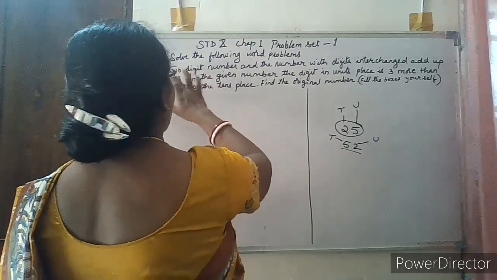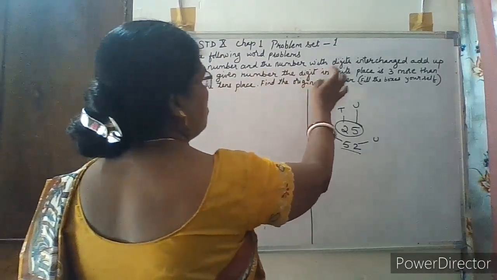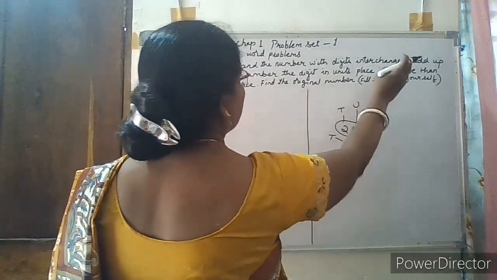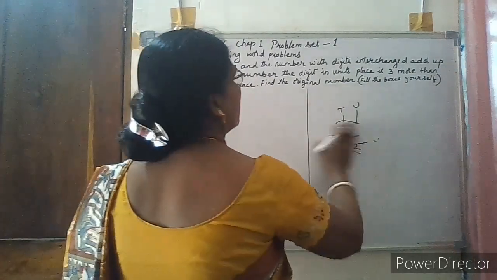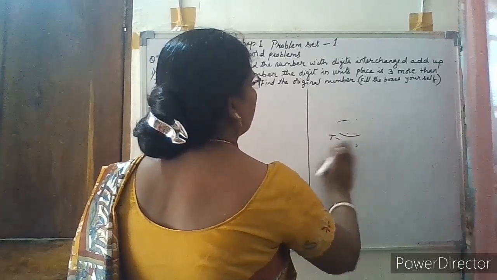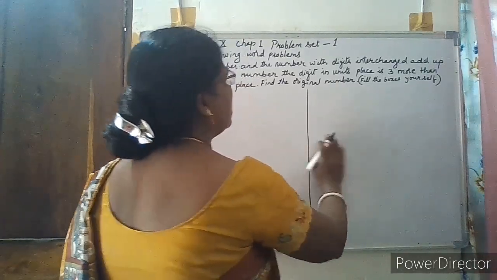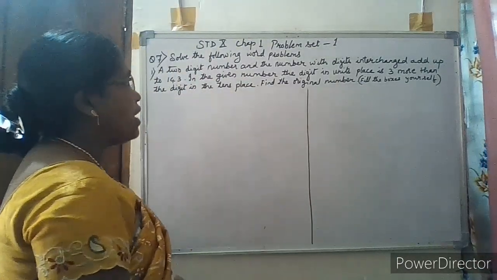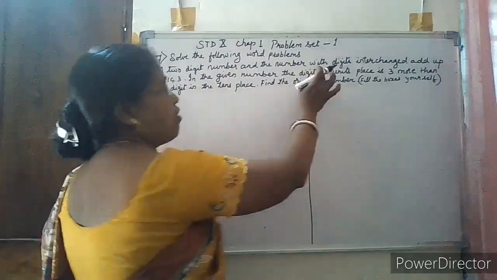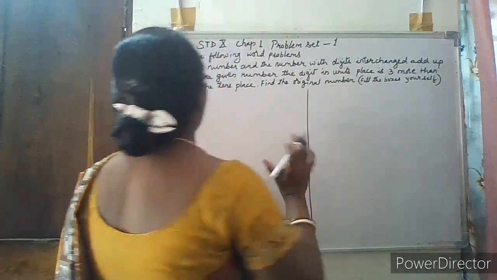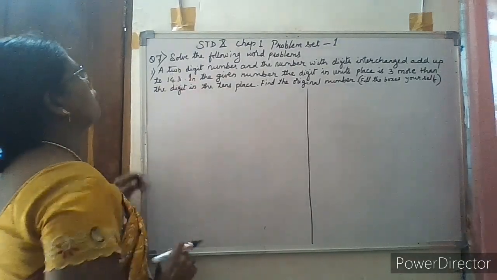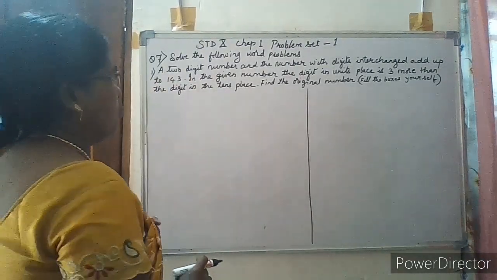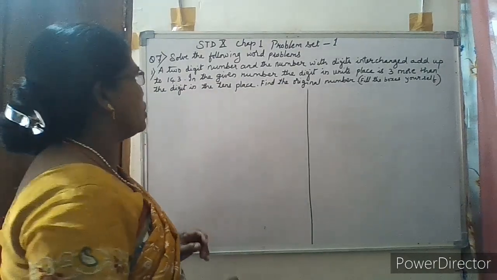In the same manner, a two-digit number and the number with the digits interchanged add up to 143. So it is given that a two-digit number and the number after interchanging the digits, both two-digit numbers, when added, total 143. This is the first condition.